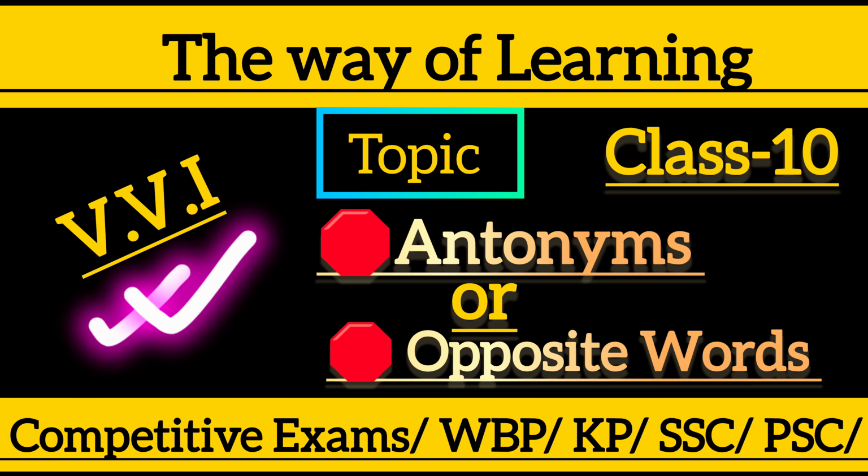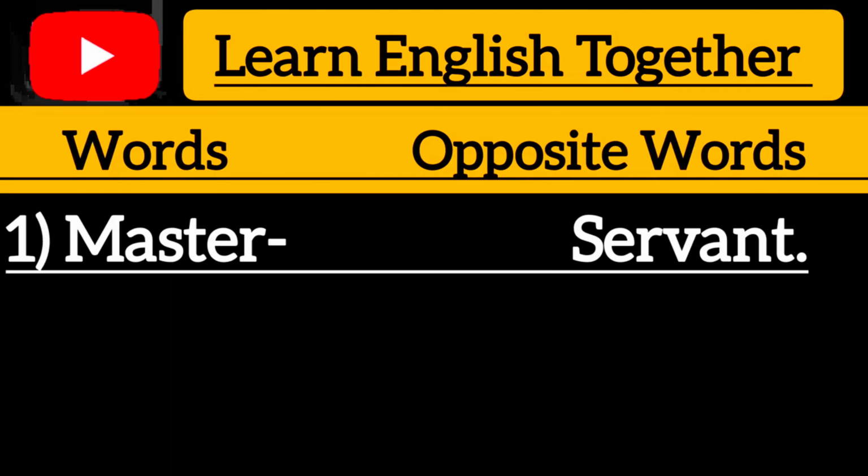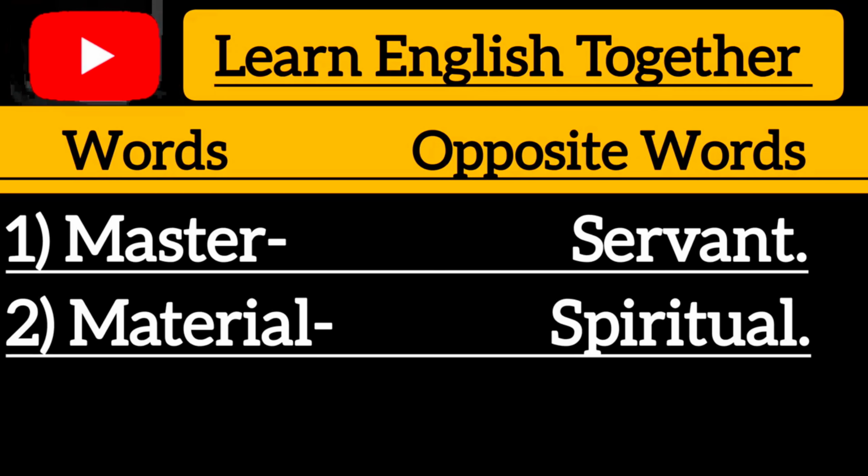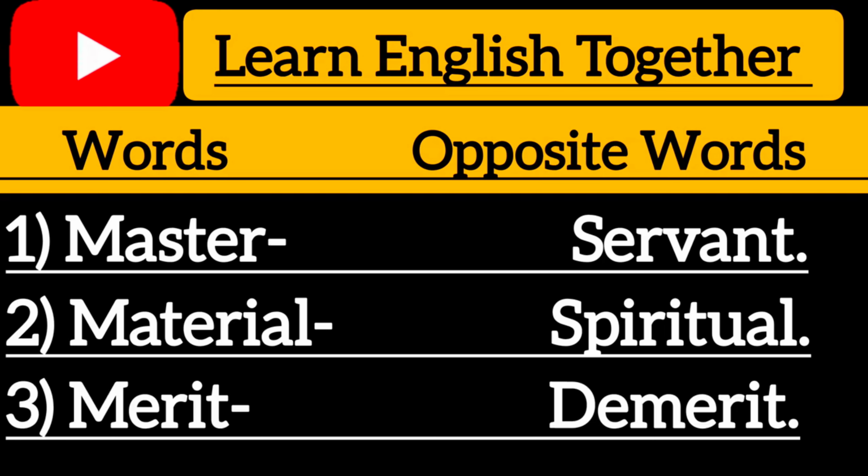Today's topic is Antonyms, Class 10. First one is master. Opposite word is servant. Second one is material. Opposite word is spiritual. Next one is merit. Opposite word is demerit.